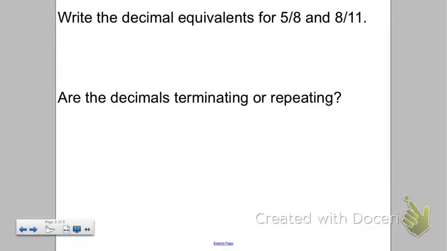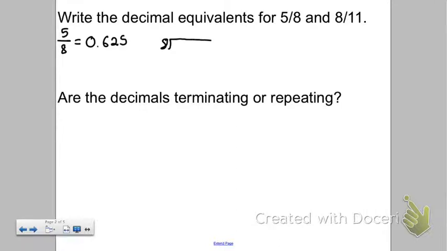The second question. Write the decimal equivalents for 5 over 8 and 8 over 11. I'm going to do 5 over 8 first. There are 2 ways we could do this. The first way is write in our calculator. 5 divided by 8 gives me 0.625. I'm also going to do this problem out with long division as a review.